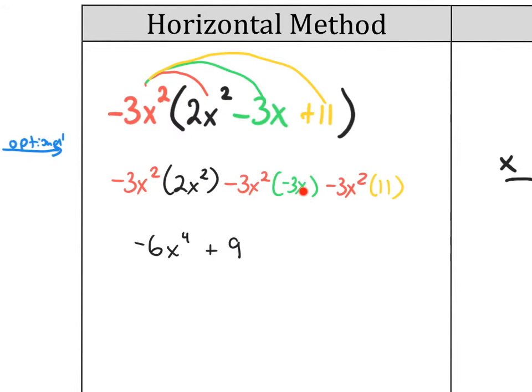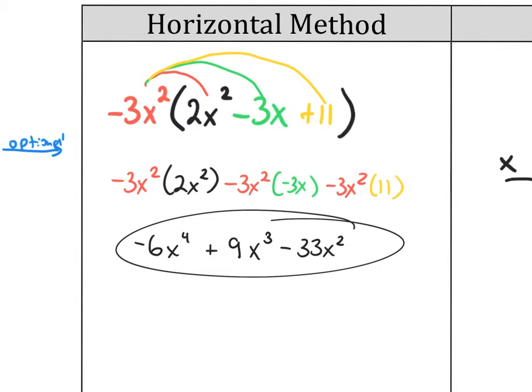Then we have an x squared times x to the 1st. So we add those exponents to get x to the 3rd. And then lastly, the negative 3 times the 11 is negative 33. And we just need to bring down that x squared. Box or circle your answer, and there we go.